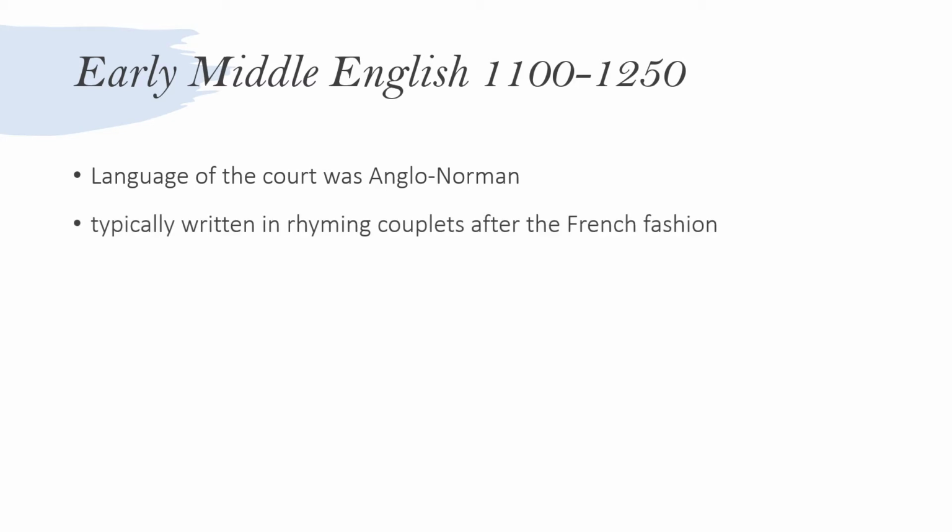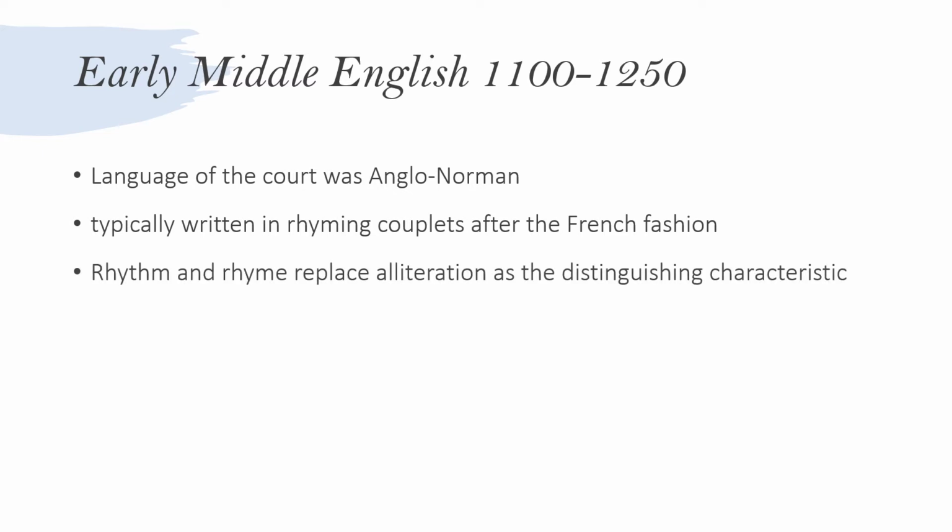And poetry was typically written in rhyming couplets after the French fashion. So English followed the French fashion, rhyming couplets, couplet meaning two lines. So rhyming couplets, A, A, B, B, C, C, like that.